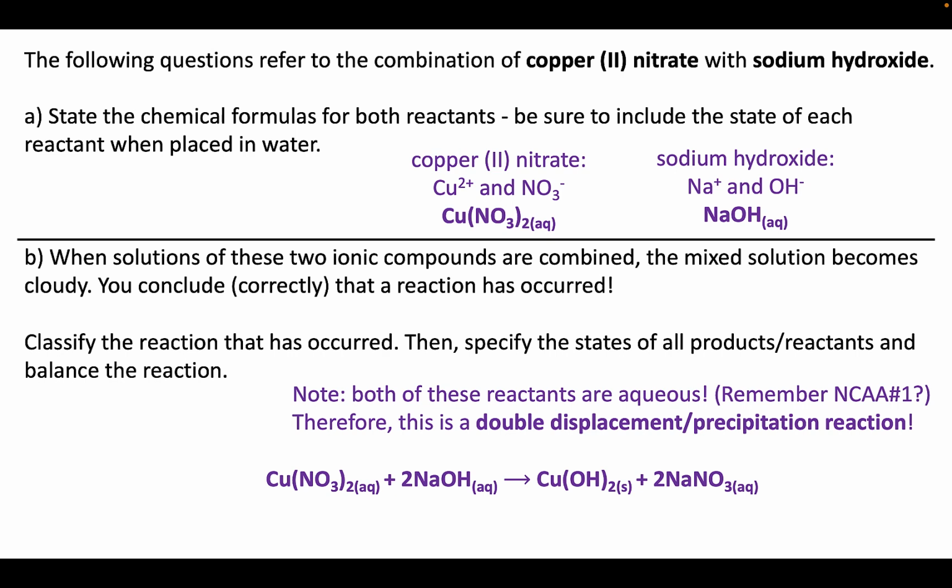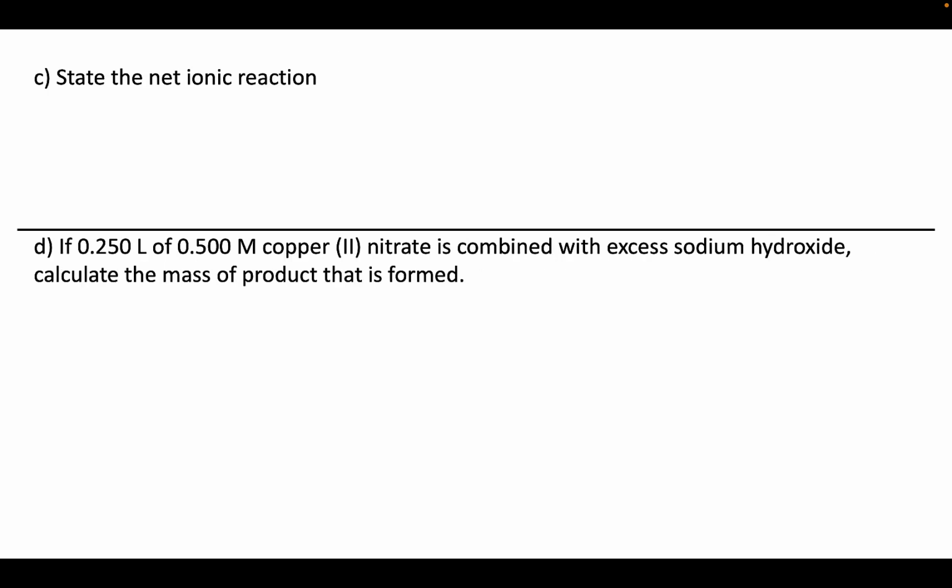Balancing the chemical reaction, we need 2 hydroxides and 2 of the sodium nitrates. The sodium hydroxide and the sodium nitrate both need a 2, and now we have a balanced chemical reaction. Okay, so now that we have the balanced chemical reaction, what is the net ionic reaction? And let's remember our procedure here. We begin with our balanced chemical reaction. We've already solved for this.